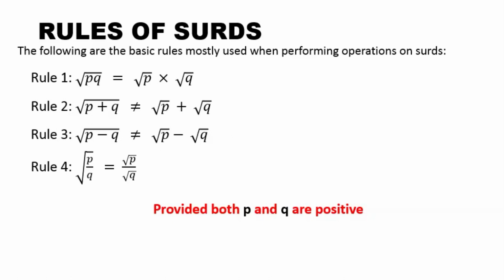Rule 2 is saying that when two numbers are added under the umbrella of a root, you cannot express them by adding the roots separately. No, that's wrong. The same thing is applicable to the negative. But when it comes to division, when they are grouped under the same root form, they can be split into a numerator and denominator respectively.